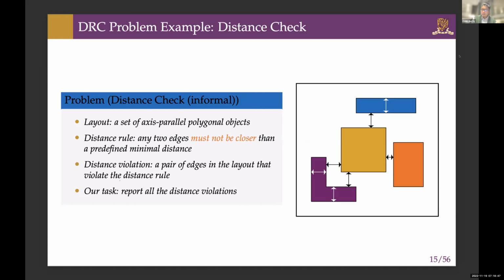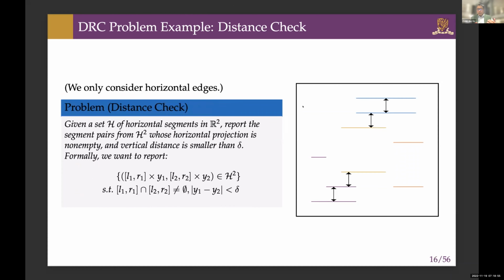Okay, so there are lots of rules we can check here. On the right side, I show you some examples. The problem can be naturally divided into two subproblems: one is the horizontal check, and the other is the vertical check. Here I show just an example of the horizontal check. We are given a set of horizontal segments, and we try to check whether we find any violation between all the horizontal segments.